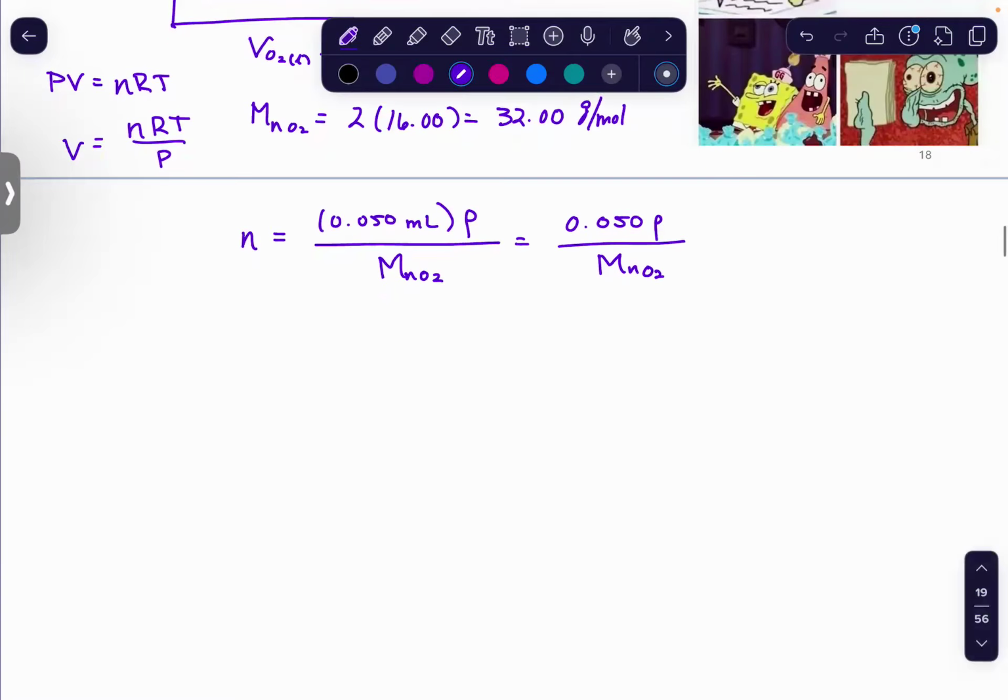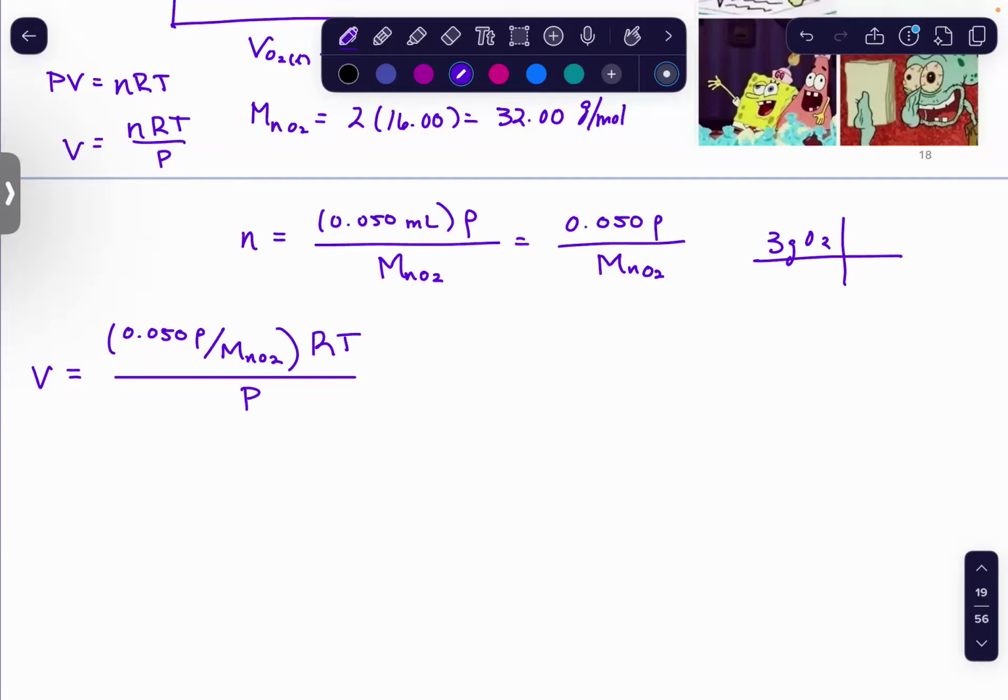Okay, so now we can plug that in. Our volume is now going to be 0.050 times rho over times R times T over P. And again, if this calculation for number of moles is confusing, go back to what we were doing before. Like, let's say we had 3 grams of O2, and we know that it's 32 grams per mole. That's what we're doing. We're taking our mass and dividing by our molar mass.